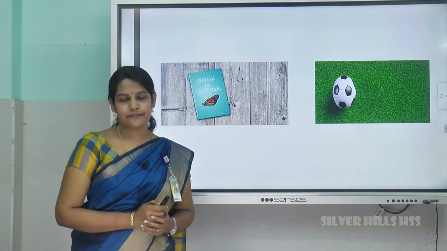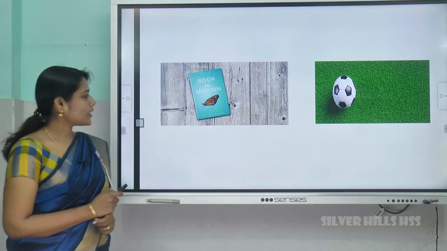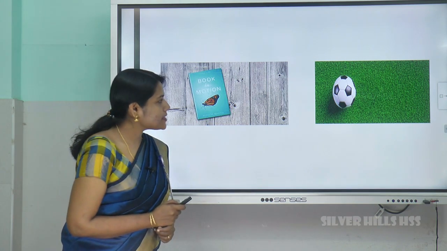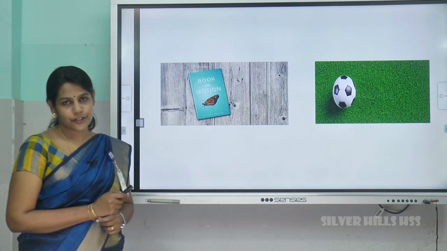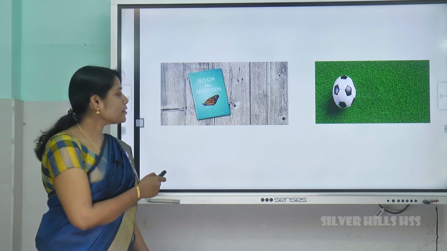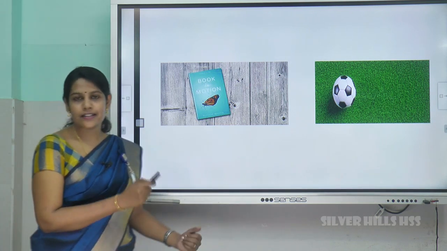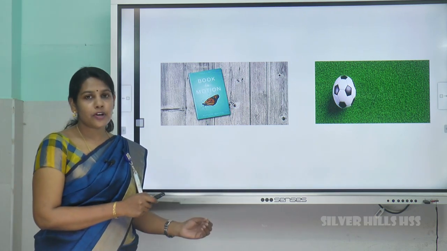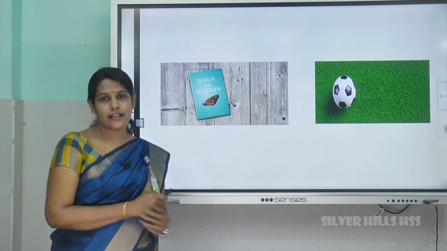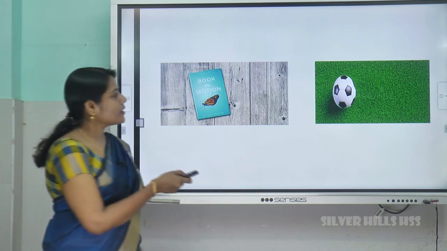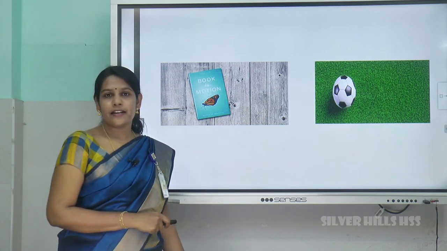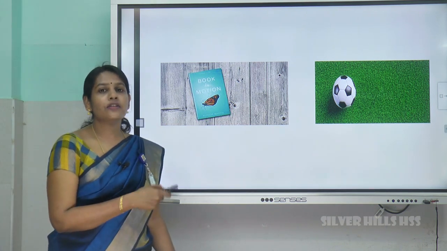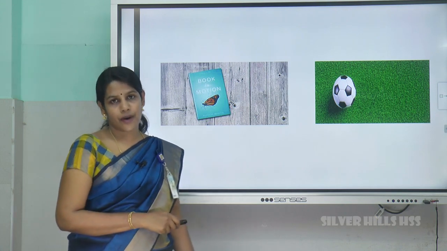Analyze these two pictures. In the first picture, you can see a book kept on a table. And in the second picture, there is a bowl kept on the ground. Try to push the book a little. So what can you see? You can see that the book moves to a distance and it stops. Then, the second one, kick the ball. What can you see? The ball rolls on the ground and stops after a while.